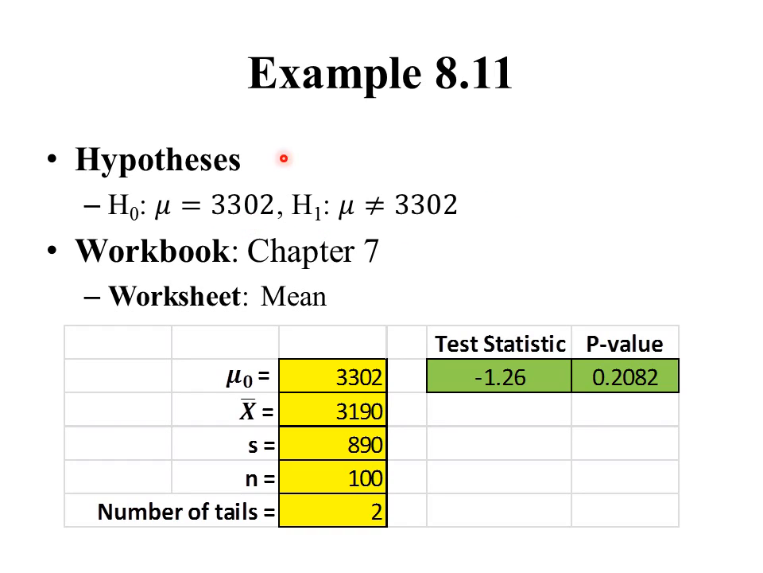And so now to test our claim, we're going to use the workbook chapter 7 and the worksheet mean, which we used back in chapter 7. We haven't used it here in chapter 8, but we're just going to use this for illustrative purposes. And so we enter our numbers here. Here's the number of the null hypothesis. Here's the sample mean, sample standard deviation, the sample size. This is a two-tailed test because we have a not equal to sign in the alternative hypothesis. Here's the test statistic. Here's the p-value, which is 0.2.